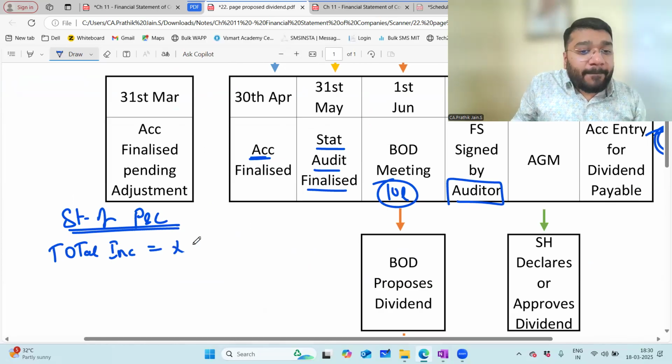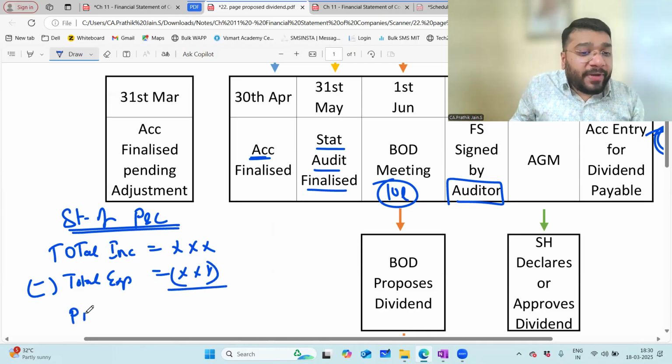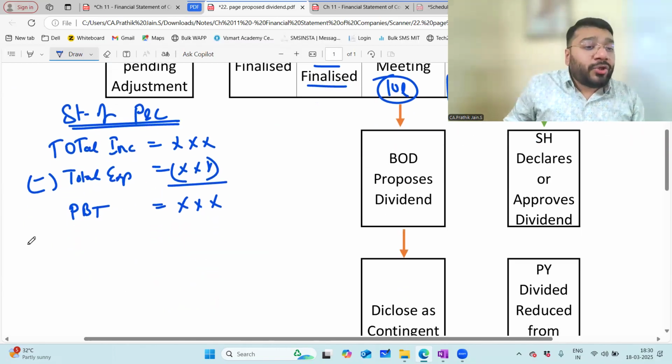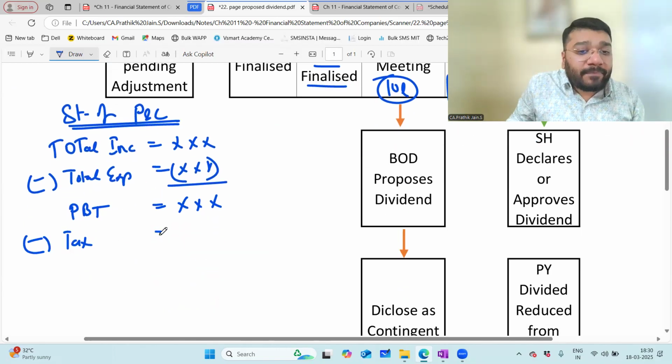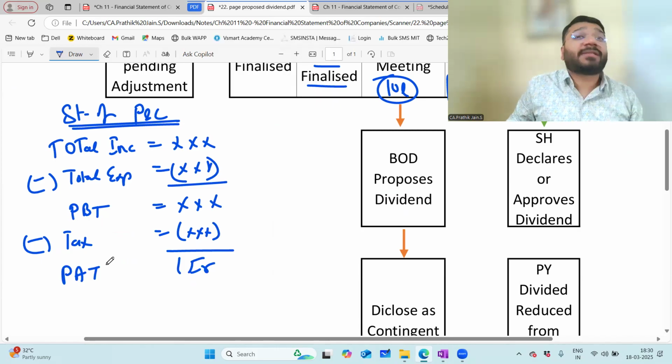Total income. From that, you minus total expenses. You got profit before tax. From that, you subtracted tax. And you got 1 crore rupees as profit after tax.